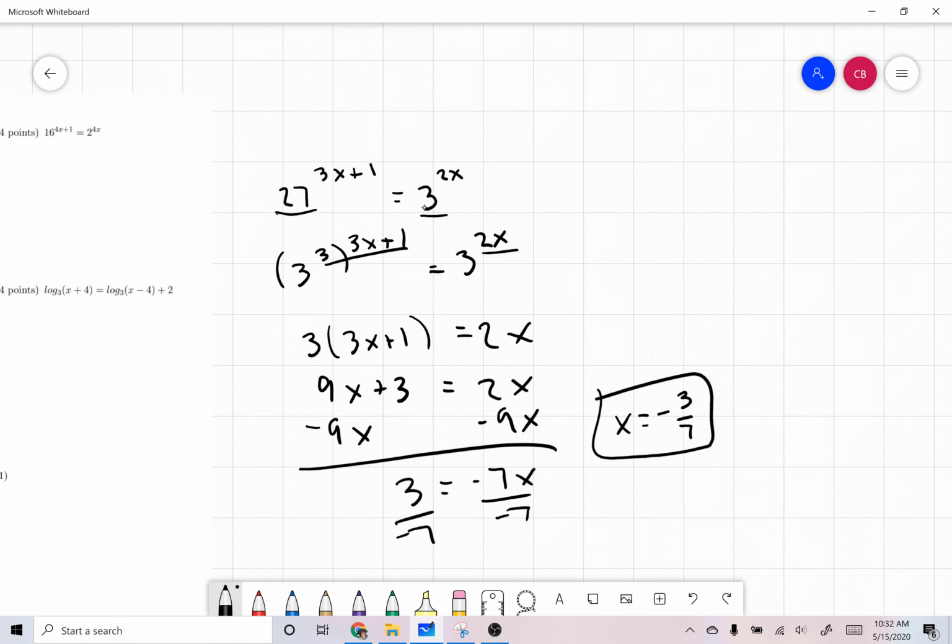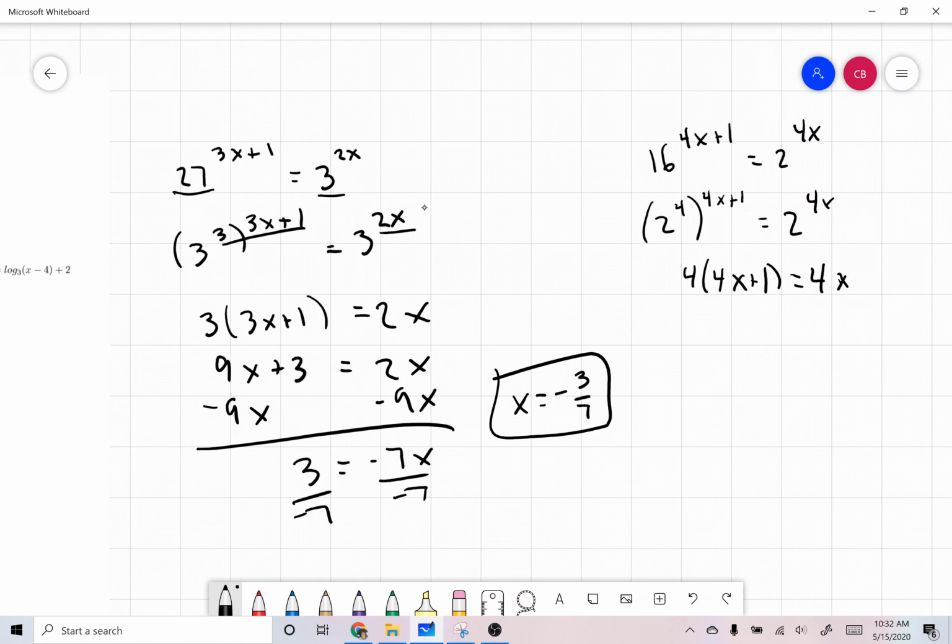Next one, we have 16 is equal to 2 to the 4x. That's 2 to the 4 to the 4x plus 1 is equal to 2 to the 4x. So now that the bases match, we have 4 times 4x plus 1.